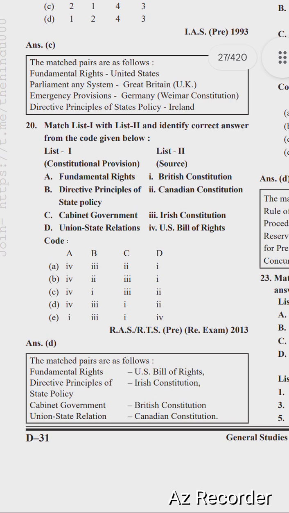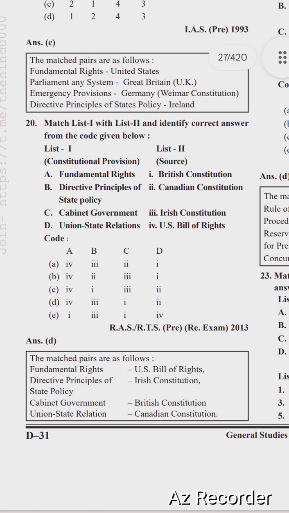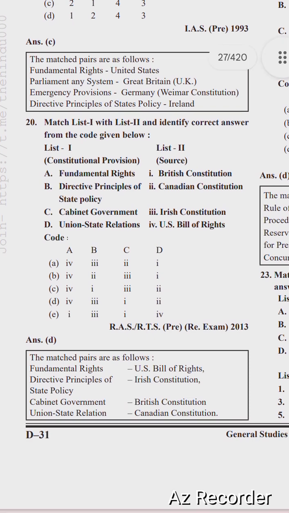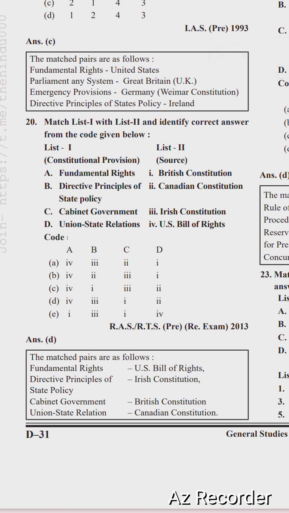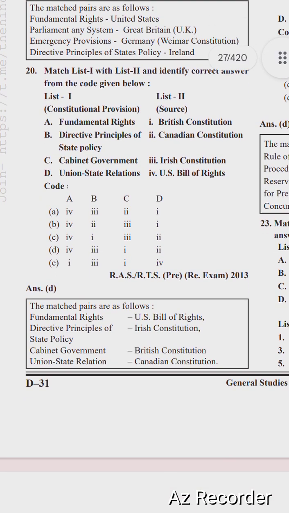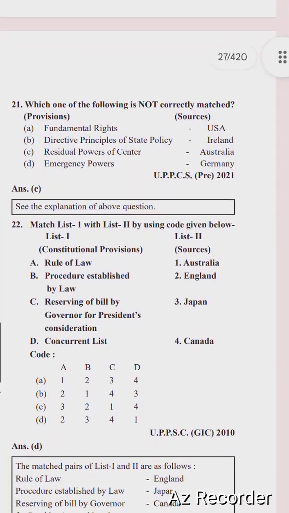Fundamental rights are related to the US Bill of Rights, directive principles of state policy are related to the Irish Constitution, cabinet government is related to the British Constitution, and union-state relation is related to the Canadian Constitution. So the right option is option D.